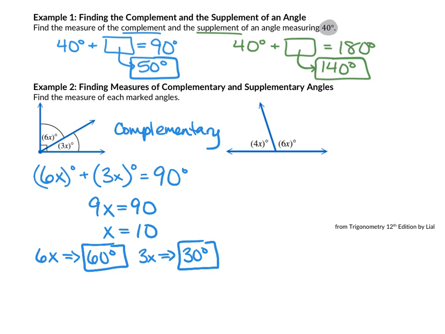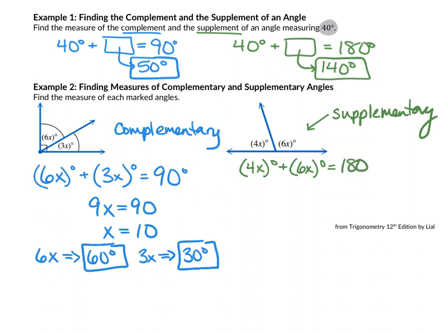For the second one, how are these two angles related? They equal 180, so they are supplementary. We'll do the exact same thing. We can do 4x degrees plus 6x degrees. This time it would be equal to 180 degrees. We lose the degree when we solve, which is fine. This is 4x plus 6x is 10x equal to 180, or x is equal to 18.